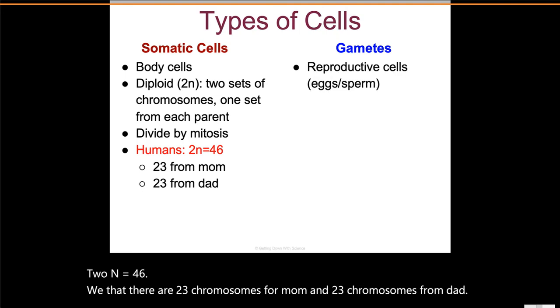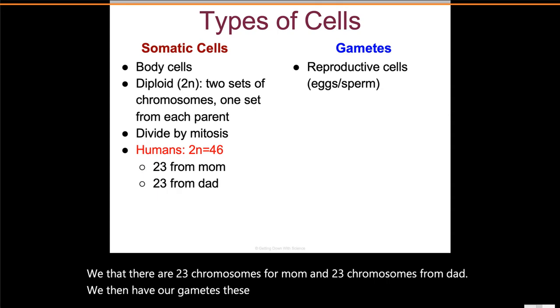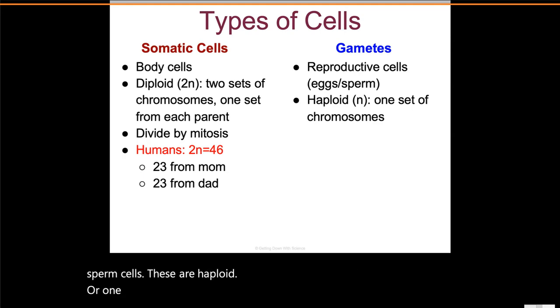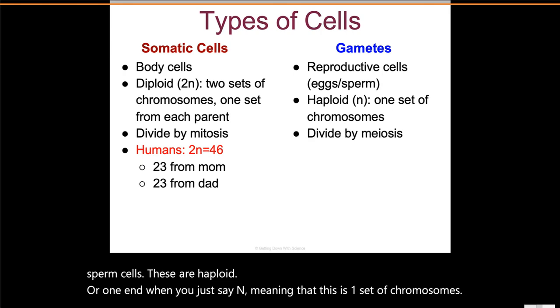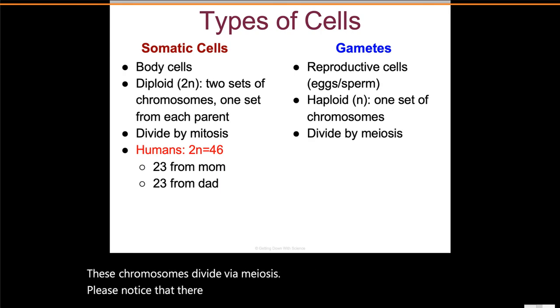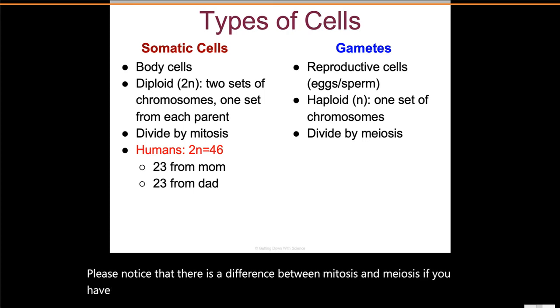We then have our gametes. These are our reproductive cells, such as egg and sperm cells. These are haploid, or 1N, or you could just say N, meaning that this is one set of chromosomes. These chromosomes divide via meiosis. Please notice that there is a difference between mitosis and meiosis if you have not learned about it previously. But in this unit, we are going to be focusing on mitosis.